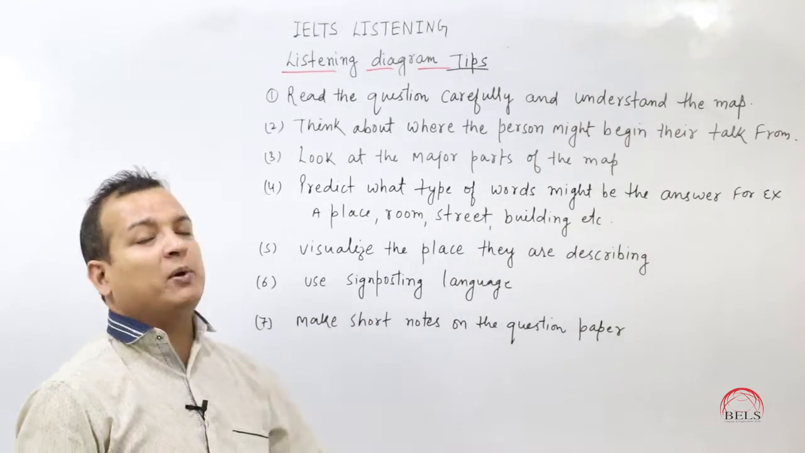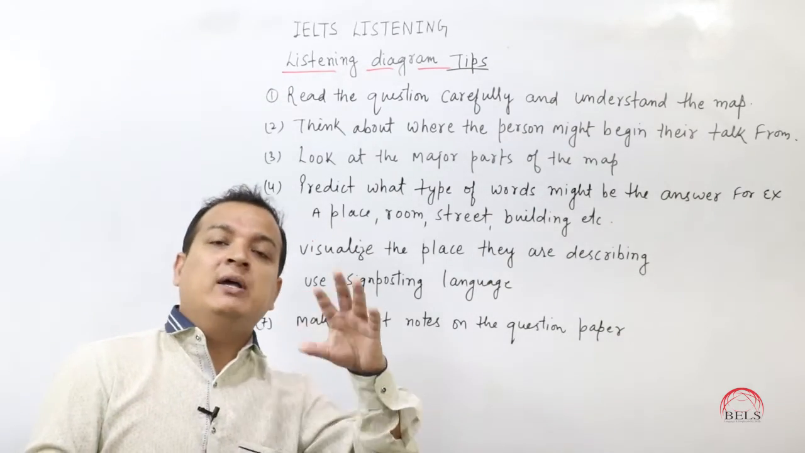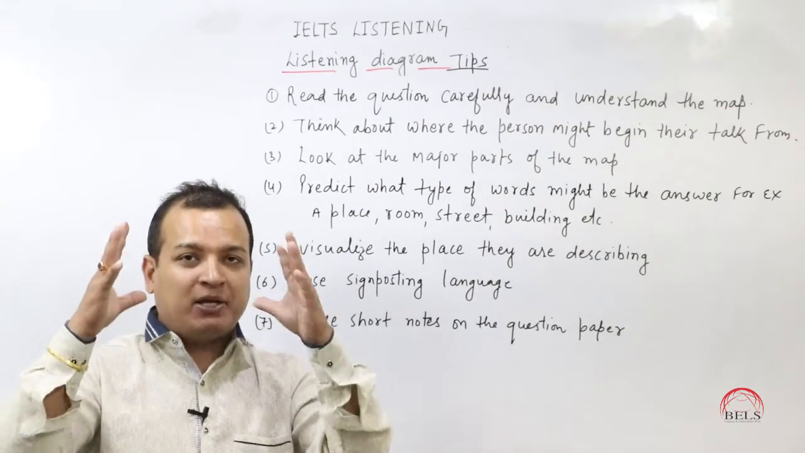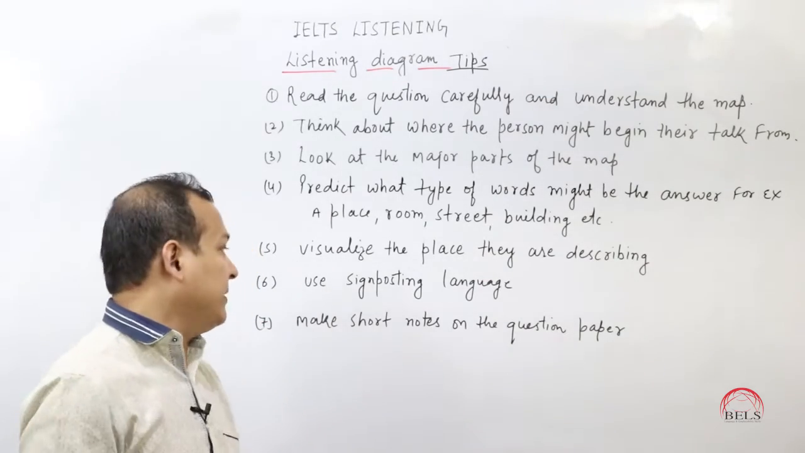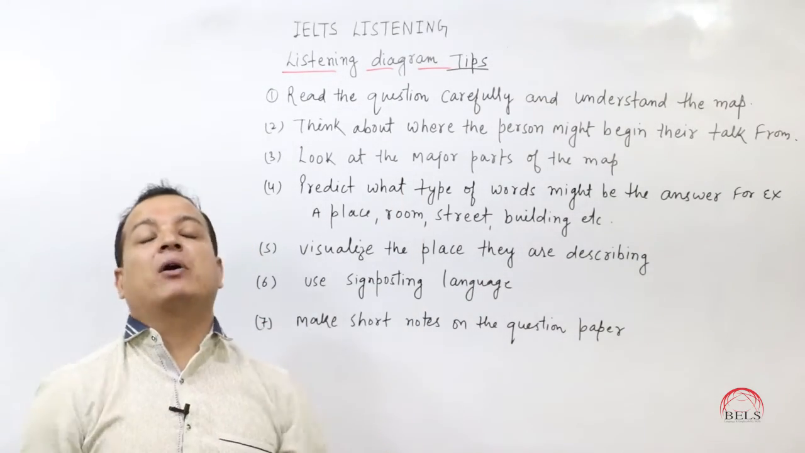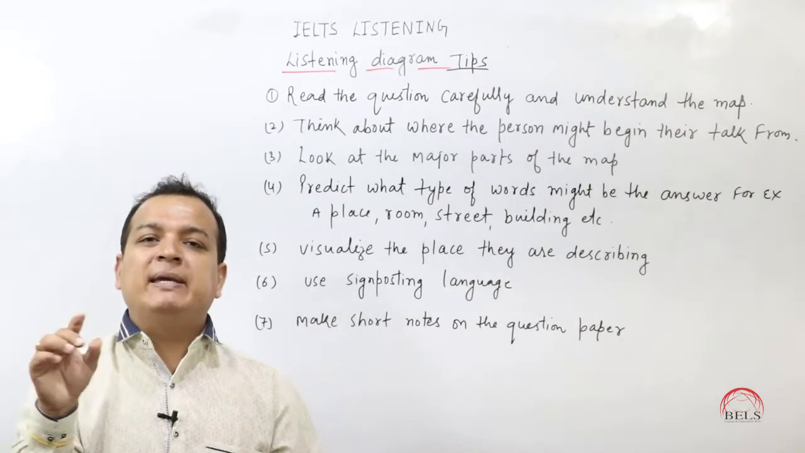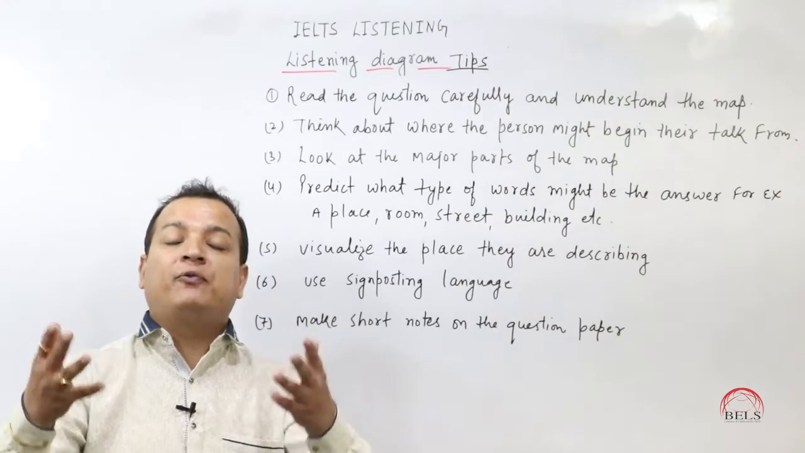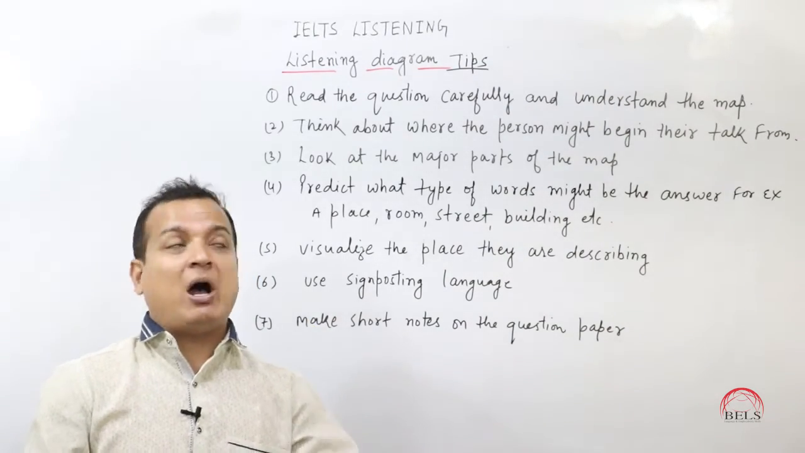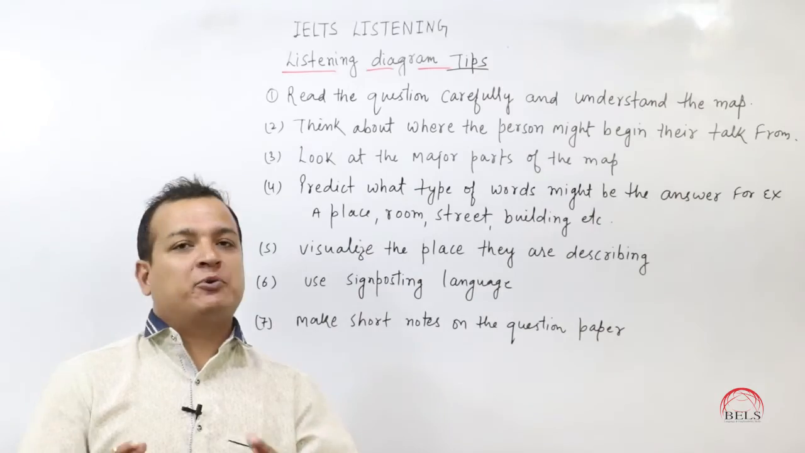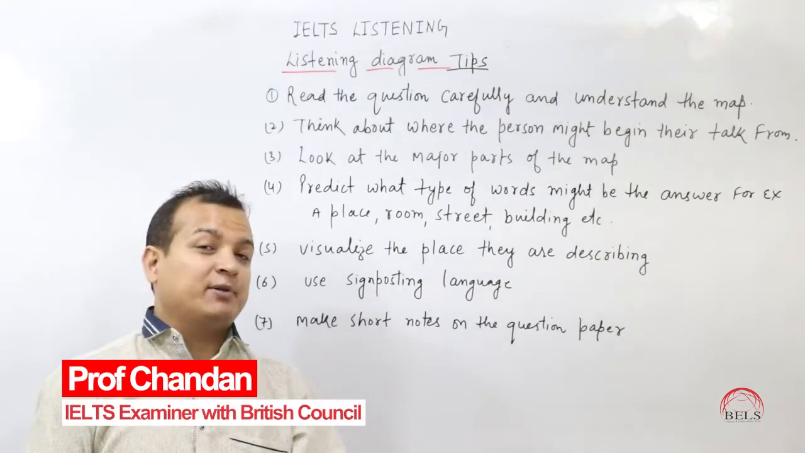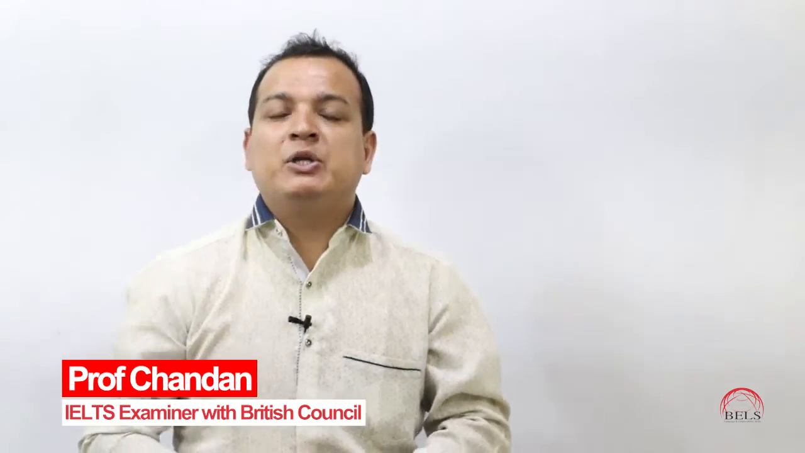Use signposting language, like to the west of that, to the north. I have given you the vocabulary before, so make sure those words are in your mind. Make short notes on the question paper while listening to the recording. Write down some key points that will help you find the answer very easily. After going through all these tricks, I'm sure you can score very well in the diagrammatic part. Now let's have one example coming up on your screen. Go through it very carefully and understand what this diagram talks about.